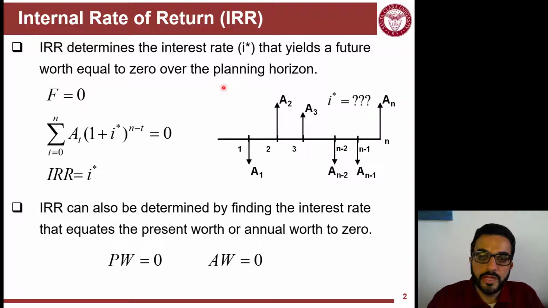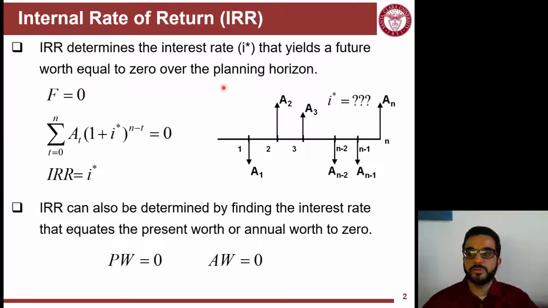And we solve the cash flow to find I, which we call here I star, that will make the value of the cash flow equal to 0. And the value here, for this case I'm showing, is the future worth of the cash flow, which is equal to 0. Once you set that equation equal to 0, the only thing unknown is I, and you'll find the I that satisfies it. And this I star value is what we call internal rate of return.